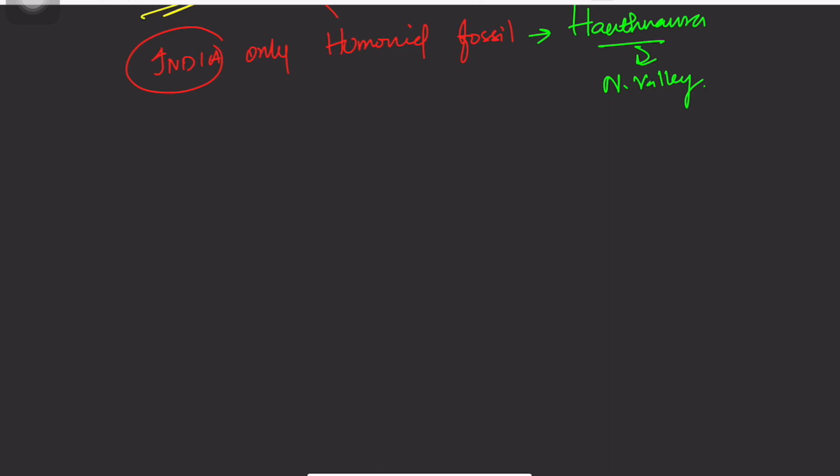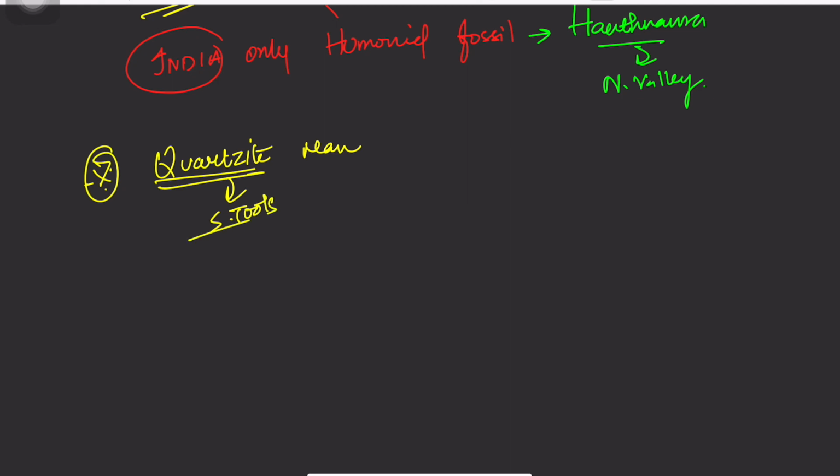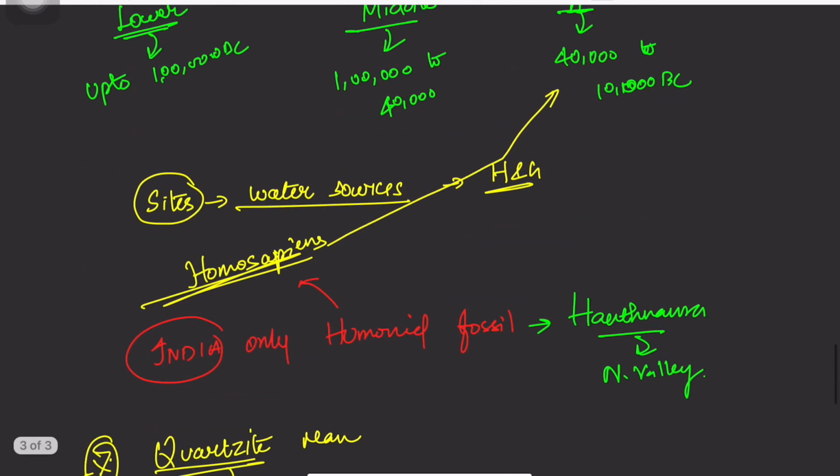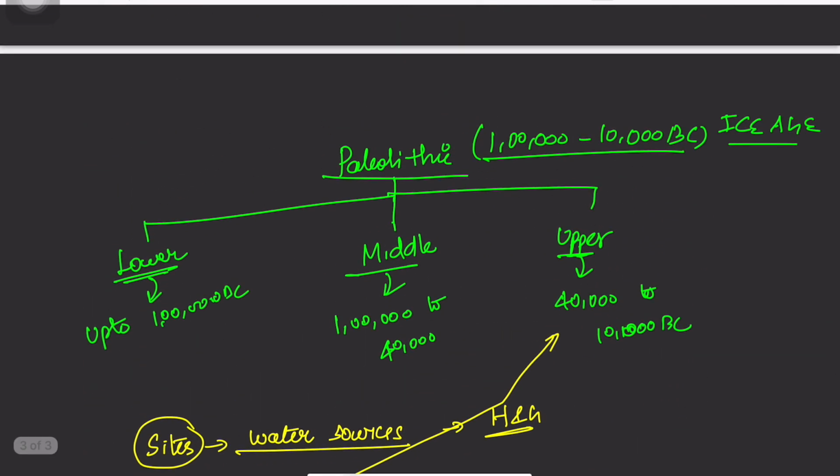Another important prelims-based question: the Paleolithic man was called the quartzite man, because the quartzite mineral was largely used for creating stone tools during that time. I already separated the Paleolithic into lower, middle and upper Paleolithic.